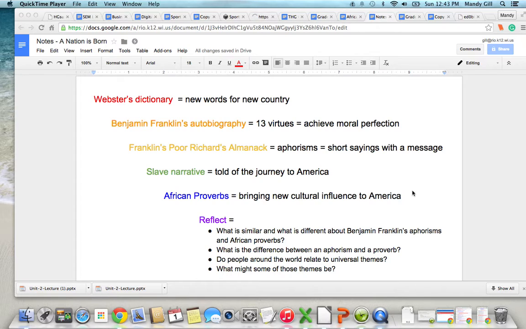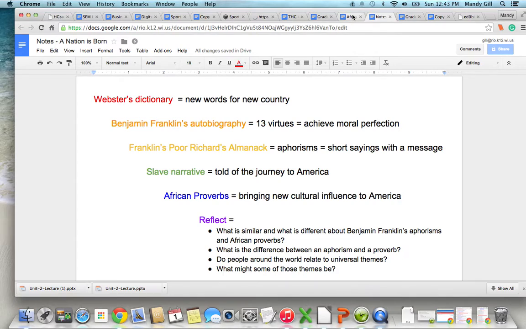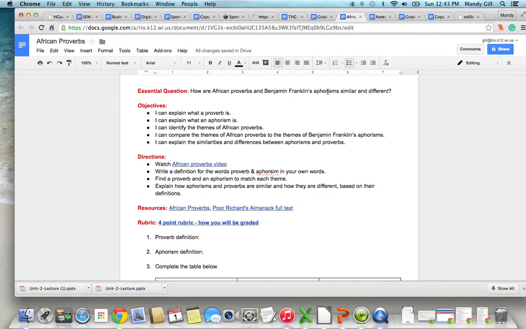So let's take a look now at the assignment that we're talking about, which is right here. Your essential question is, how are African proverbs and Benjamin Franklin's aphorisms similar and different? So what I want you to be able to do is explain what a proverb is, explain what an aphorism is, identify the themes that are common between the two. So you're going to identify some themes of some African proverbs, and then you're going to compare those themes to some of Ben Franklin's aphorisms. And then you're going to discuss how they're the same or similar and how they're different.